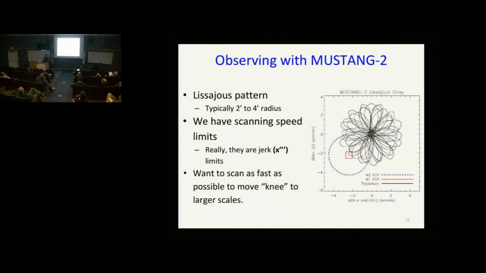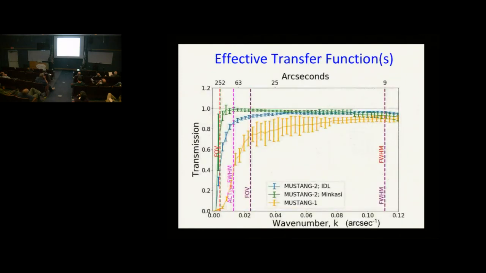In general, you would like to move as fast as you can across the sky to reduce atmospheric noise, but again, there are limitations of the telescope. All right, so here's one way of representing the maps that we get out, the filtering we do to our signal because of our scanning strategy.